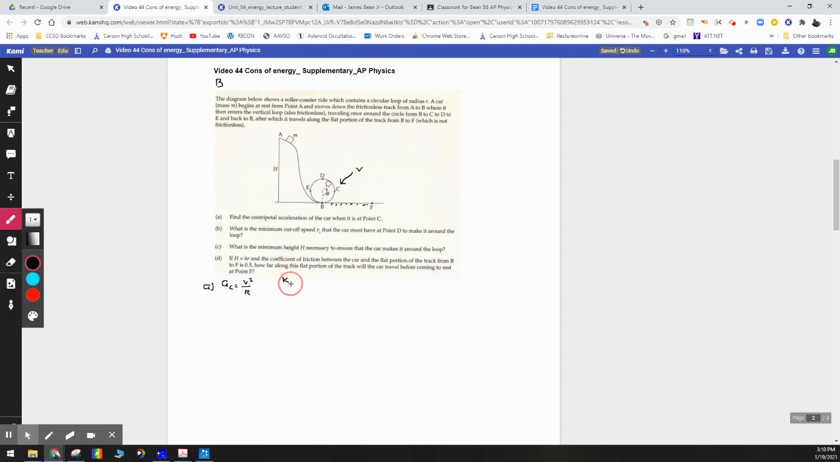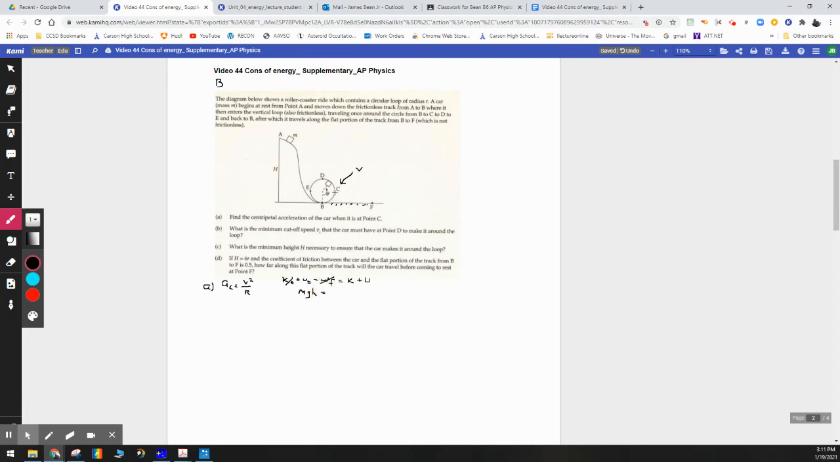So kinetic energy initial plus potential energy initial minus any work done by friction is going to equal final kinetic and final potential. As it starts from rest, the initial kinetic is 0. There is some initial gravitational potential energy, which can be described by mgh. No work done by friction, so that's gone.